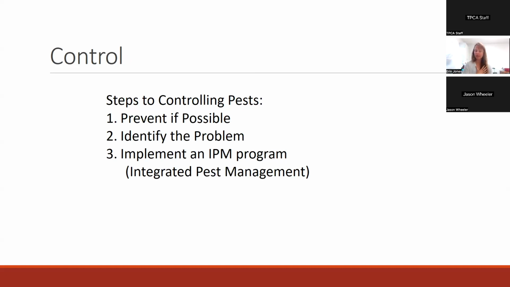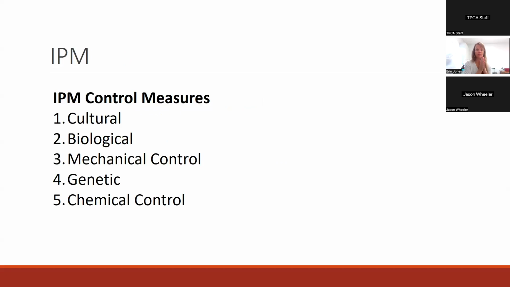So IPM is what I teach at the university, and it is our main tool for controlling insects. So let's talk about what is IPM. When we talk about IPM, we have these different control measures. So we have cultural control, biological control, mechanical control, genetic control, and then chemical control is our very last one.